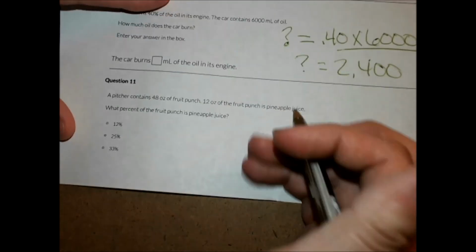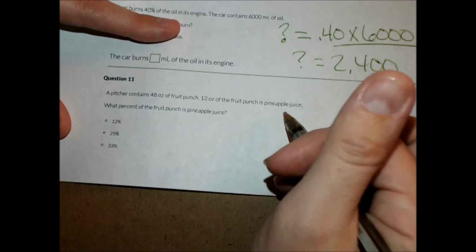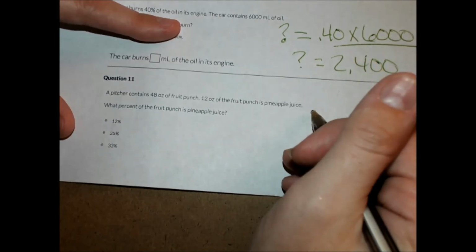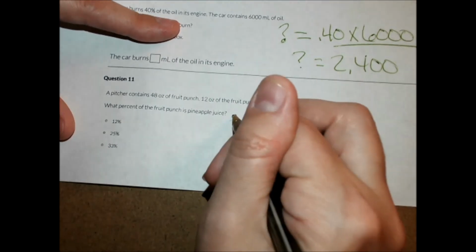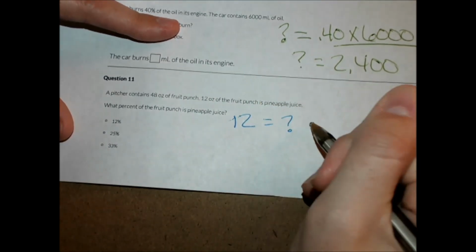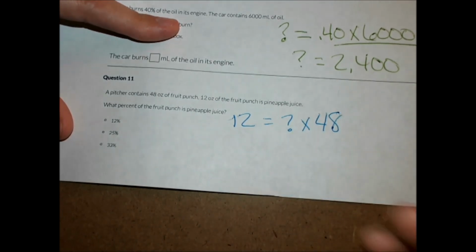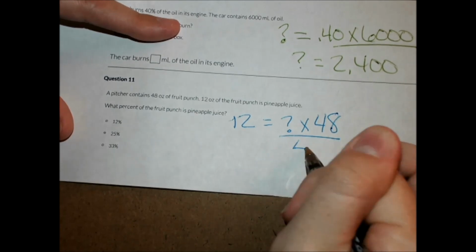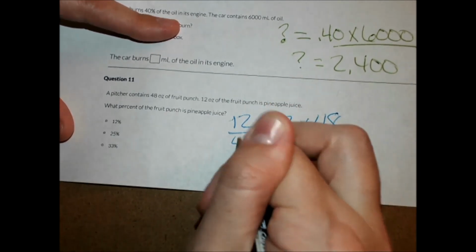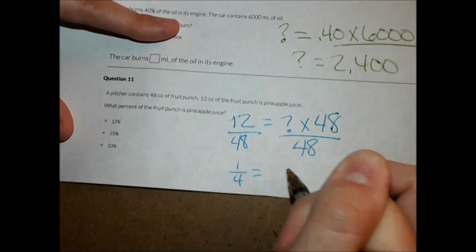Okay? And number 11, a pitcher contains 48 ounces of fruit juice. 12 ounces is pineapple juice. What percent of the fruit punch is pineapple juice? So we know 12 is what percent of 48? So all we have to do is divide by that 48, because it's on the same side as the question mark. 12 divided by 48 is the same as 1/4.